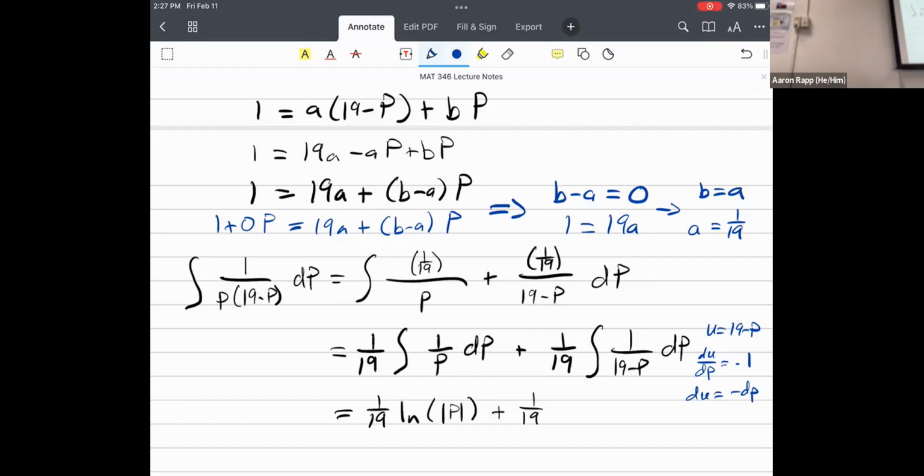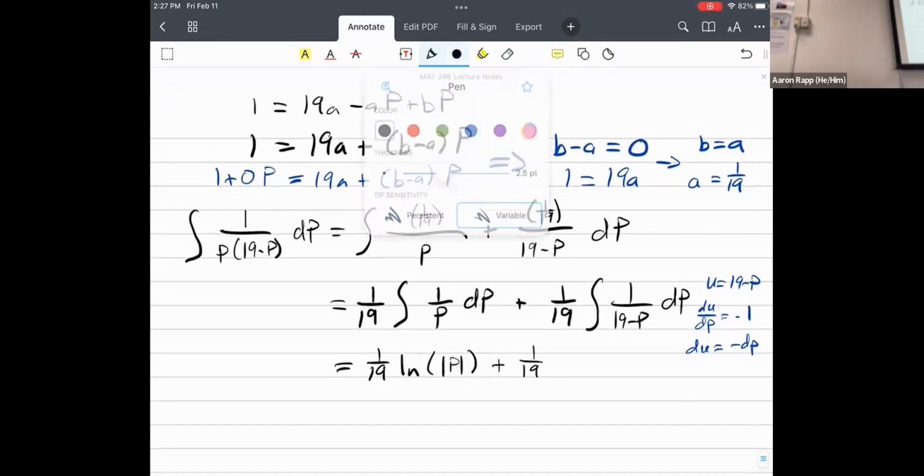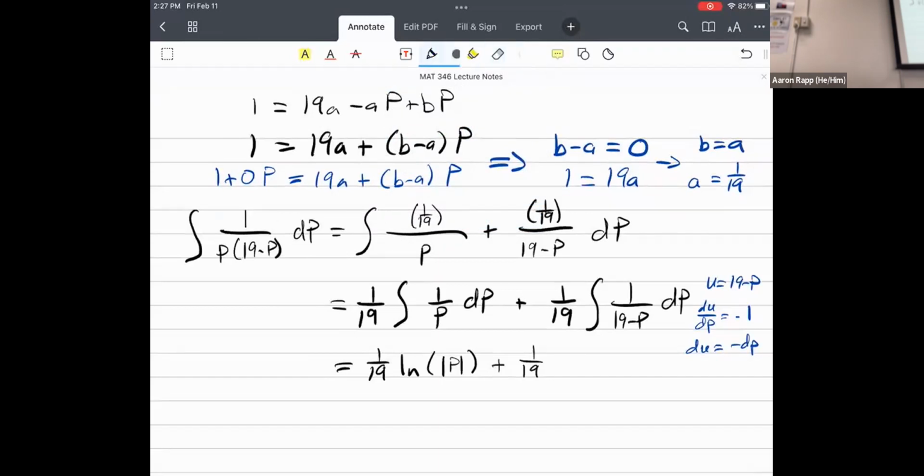So to apply that log integral that we know of, I need the derivative divided by the original function. I don't technically have the derivative because what am I missing? I don't have a negative dp. So I need a negative 1 to appear without changing the formula, which just means all I need to do is multiply by 2 negative 1s.